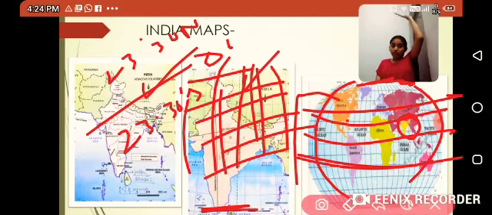So the sun is just above the head, because this is very near to the equator. The Tropic of Cancer is very near to the equator, and that is why it has a special name as well, and that is why the states where the Tropic of Cancer is passing experience the sun at the top of their head, means just above the head.